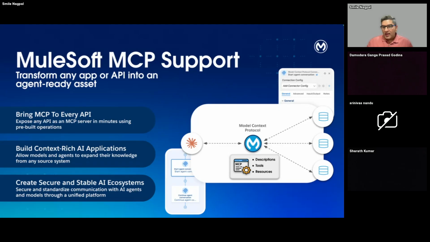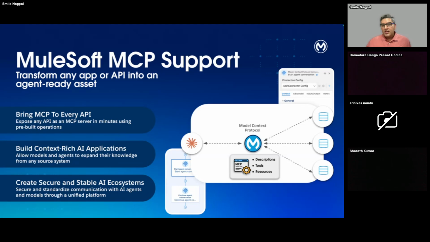Your models and agents can now expand their knowledge from any source system. Again, some of these things might work in combination within the Mule flow, right? Not just alone by MCP connector, but the beauty is because it is part of the flow, you can cherry pick and add vector databases, RAG sources, and MCP connector together to unlock and build context-rich AI applications.